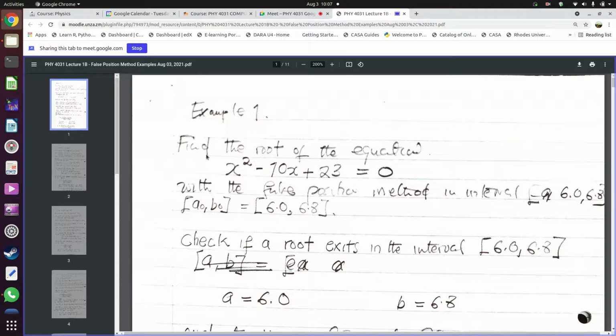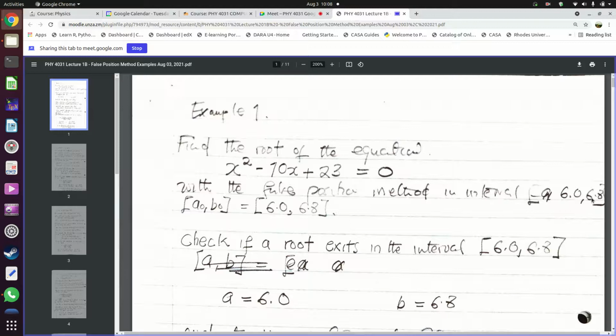Example number one: find the root of the equation x squared minus 10x plus 23 equals 0. As you can see, this is a quadratic, using the false position method in the interval 6.0 and 6.8.